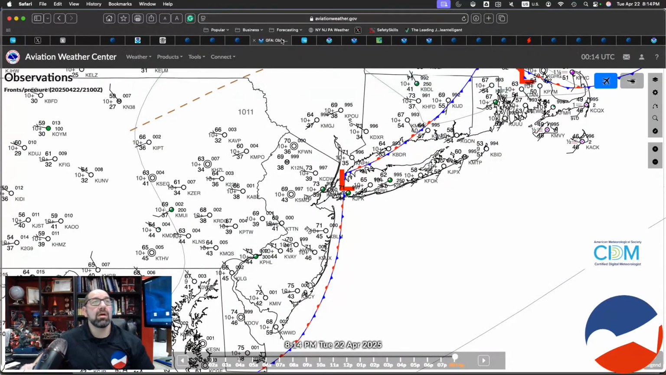Now, currently, we have our cold front that is moving off the coast. Excuse me, I have an itch on my knee. I don't know why. So our cold front has moved off the coast. We have a little weak area of low pressure, no real precipitation. It is pretty quiet out there.